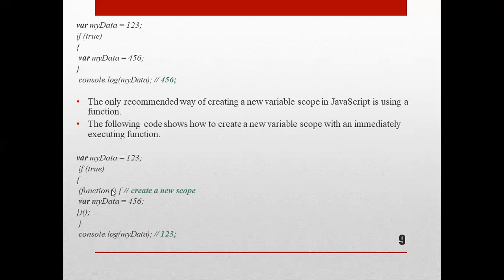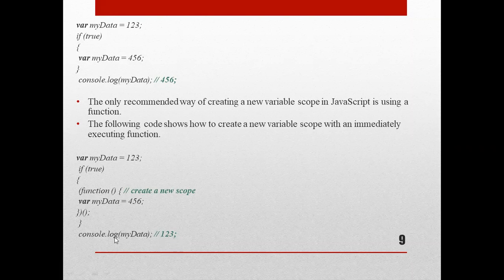The body of that function is variable myData is equal to 456. Close the body of that function. Then close the parenthesis of that function and execute it here. See this opening and closing bracket directly, that means immediately executing this function. Here we create a new scope, then we directly execute this function, and after closing this, close that if block and print console.log myData, that will print 123.